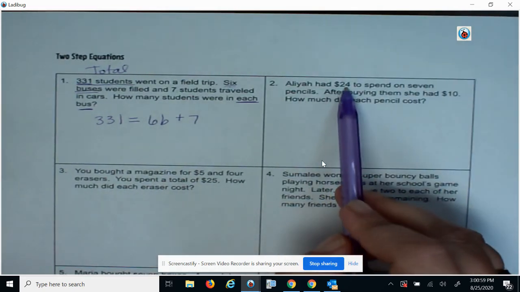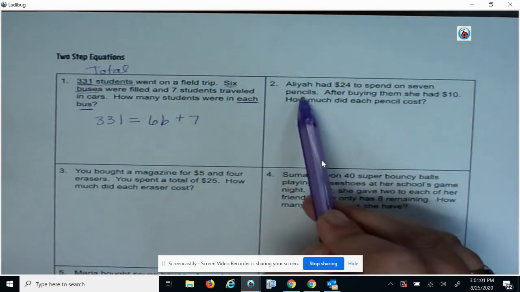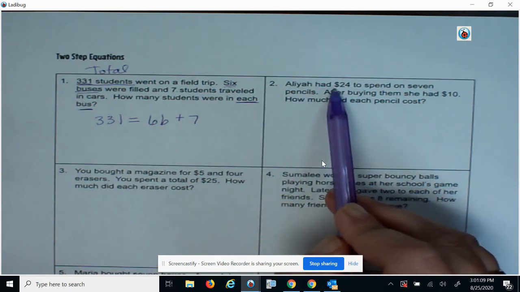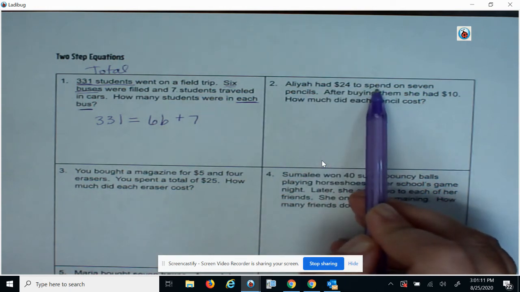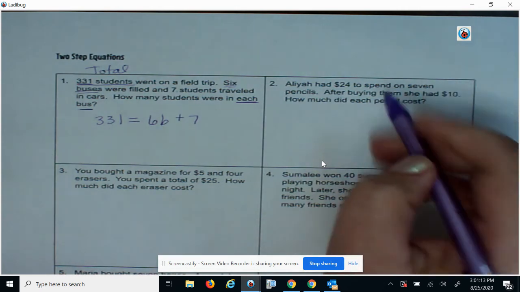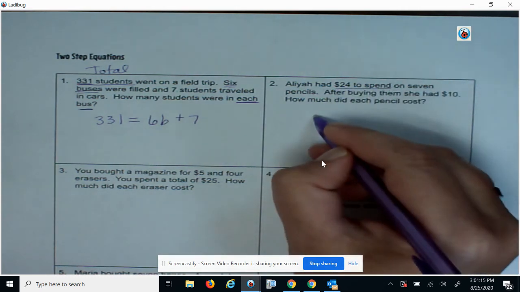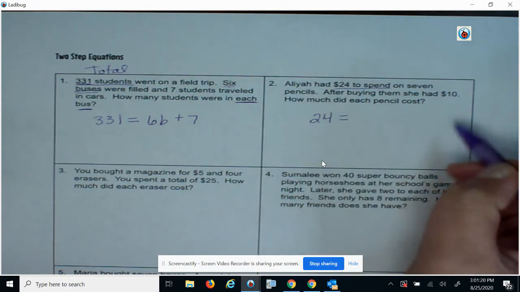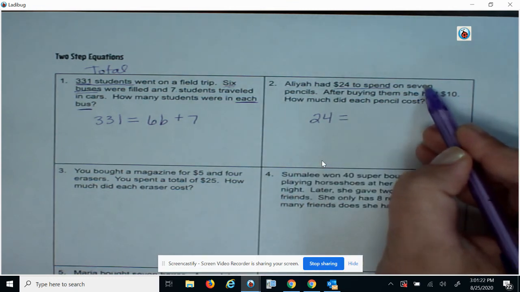Aaliyah had $24 to spend on 7 pencils. After buying them, she had $10. How much did each pencil cost? Okay, so $24 to spend total, right? $24 to spend meant that's her total budget. So 24 equals. She bought 7 pencils.